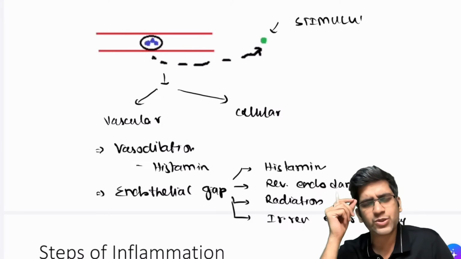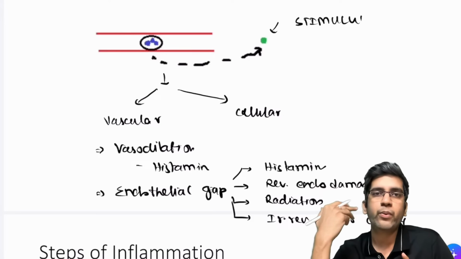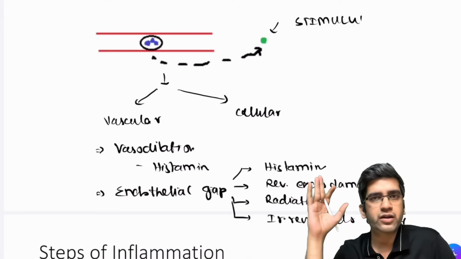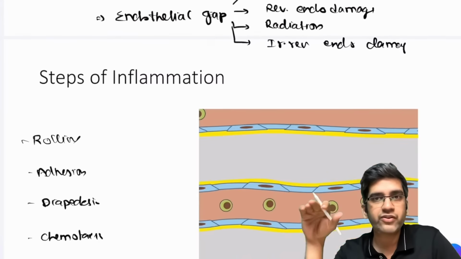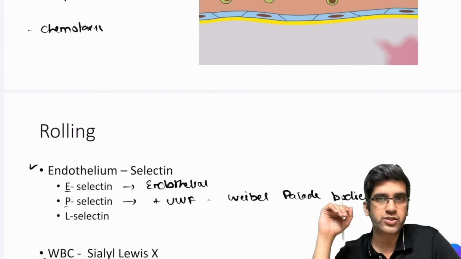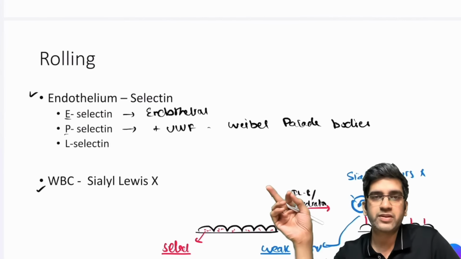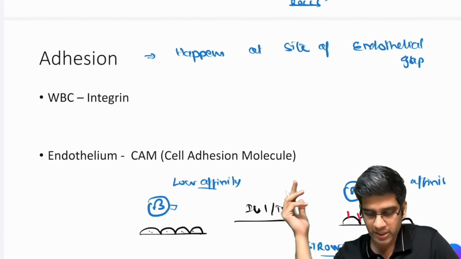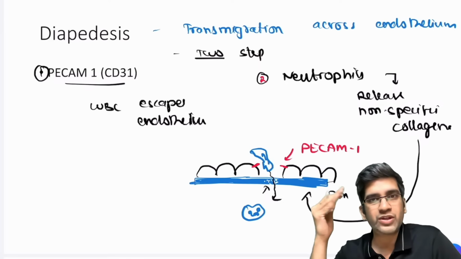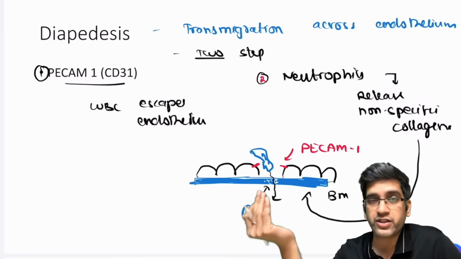Vascular phase is just vasodilatation and vascular permeability. Vasodilatation might be due to histamine. Vascular permeability, based on the stimulus, might differ. Then cellular phase, we had rolling, adhesion, diapedesis, chemotaxis. Rolling, we have your WBC selectin and your cellular axis. Adhesion, we have your integrin and CAMs. And your diapedesis, we have two steps. One is PECAM, the other one is type 4 collagenases.